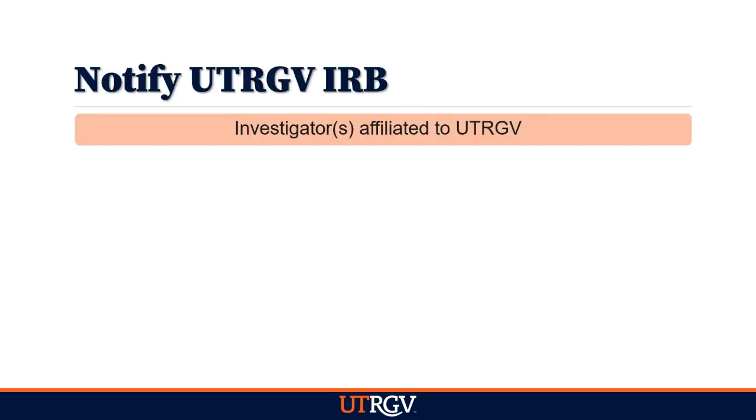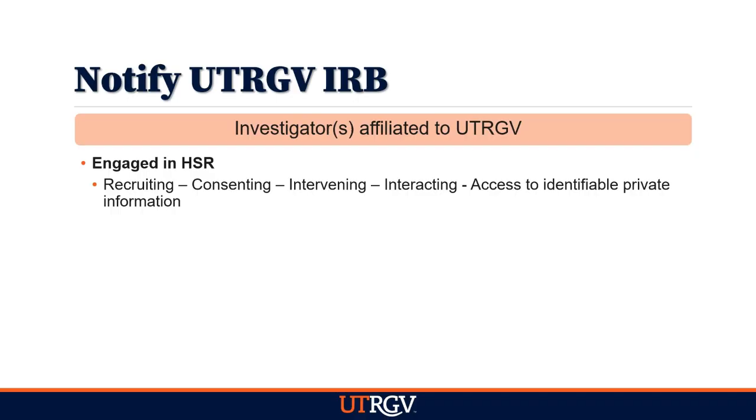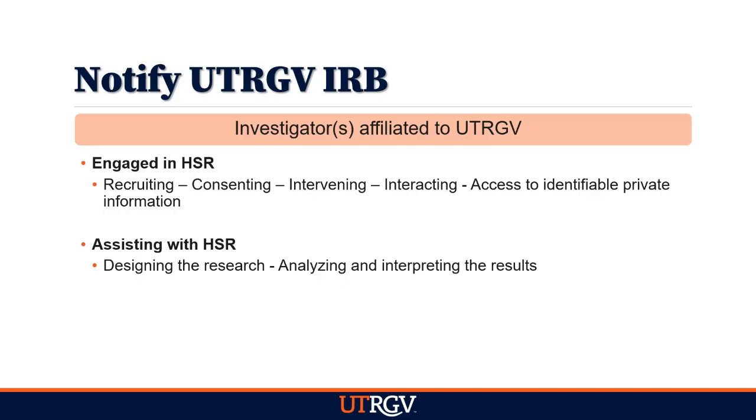In summary, investigators affiliated to UTRGV must notify UTRGV IRB if they are engaged in human subject research, which means recruiting, consenting, intervening, interacting, or having access to identifiable private information. If they are assisting in human subject research, which means designing the research or analyzing and interpreting the results. Or they are administrating human subject research and another entity is engaged in human subject research.